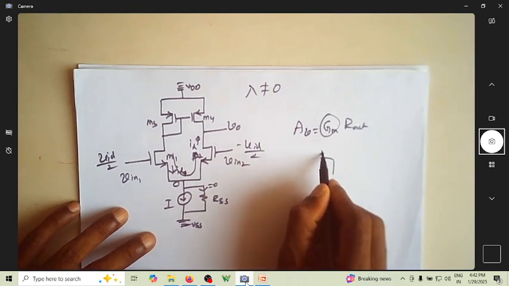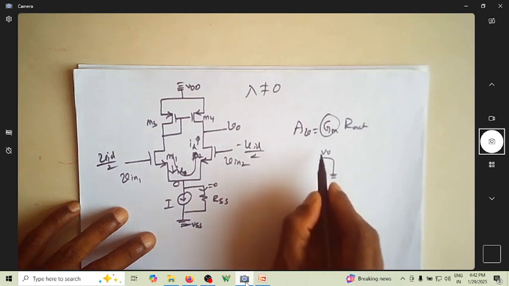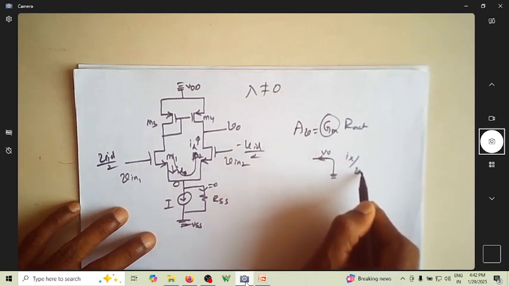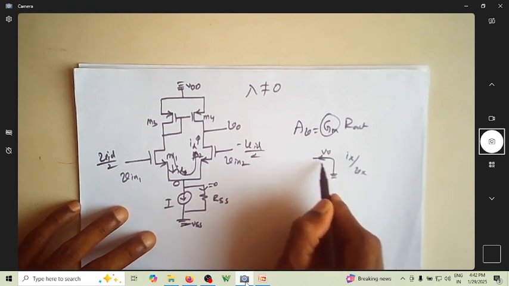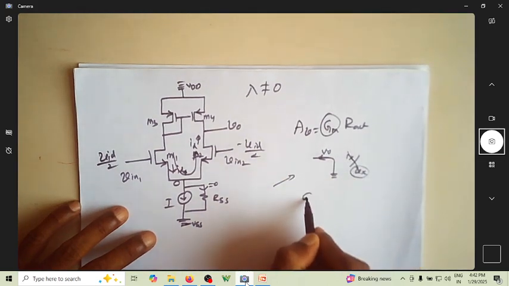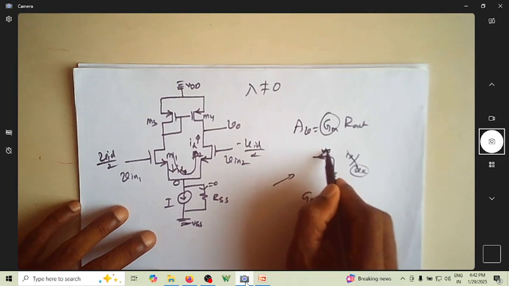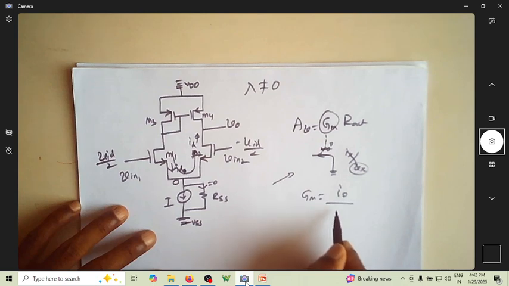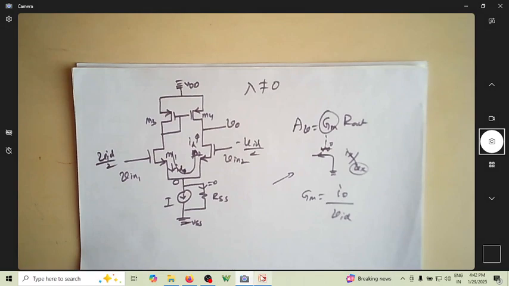You make your output voltage grounded and try to find out what is IX and VX. When I say VX, it is the input voltage that you have applied. So GM is nothing but, if you name the output current I naught, I naught by VID. That's what is shown here.